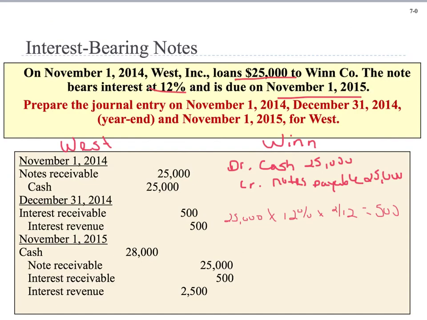Now, what happens on November 1st? Win is going to pay West the entire balance because the note is due on November 1st.